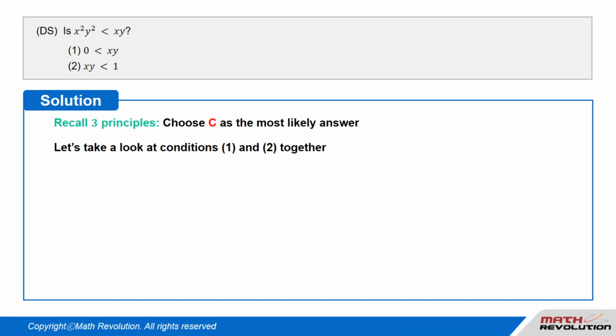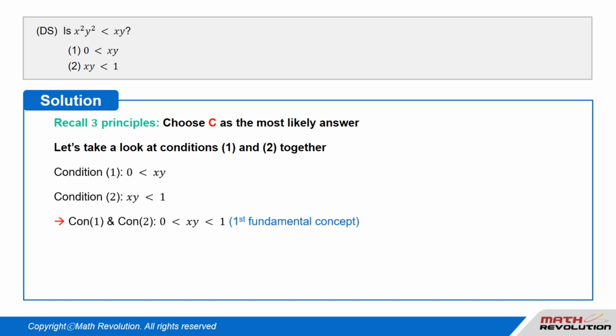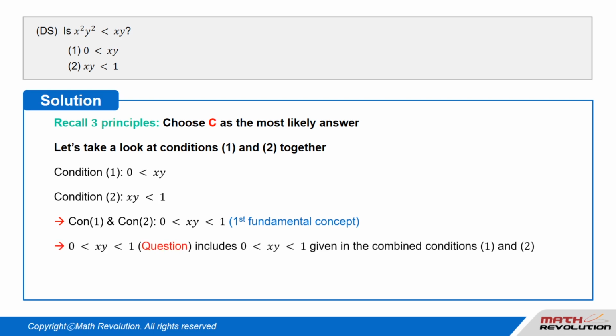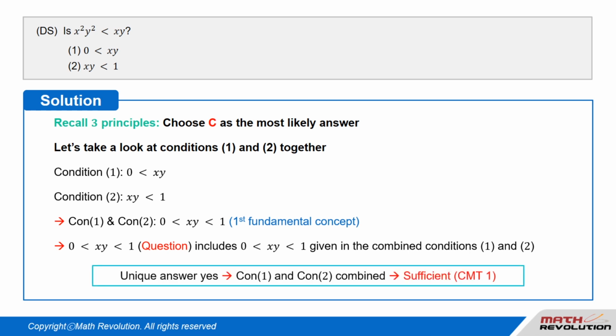Let us take a look at conditions 1 and 2 together. Condition 1 and condition 2 tell us that 0 is smaller than x times y and x times y is smaller than 1. Thus, 0 is smaller than x times y, which is smaller than 1, by the first fundamental concept in inequality. The range 0 is smaller than x times y, which is smaller than 1, includes the range 0 is smaller than x times y, which is smaller than 1, that results from combining condition 1 and condition 2 together. Thus, both conditions together are sufficient.